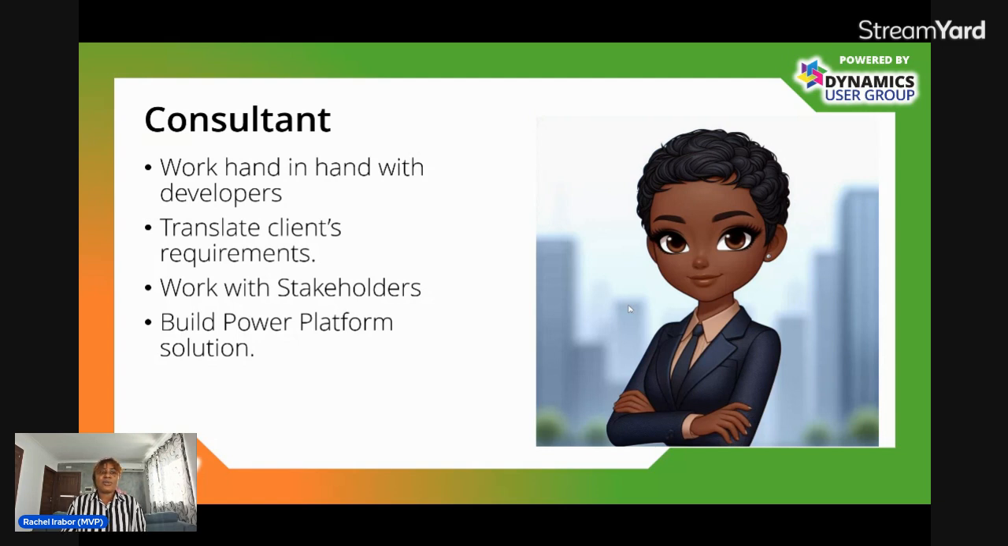They also work with stakeholders, and they also build Power Platform solutions. So not just the developers building, but the consultants also build Power Platform solutions.